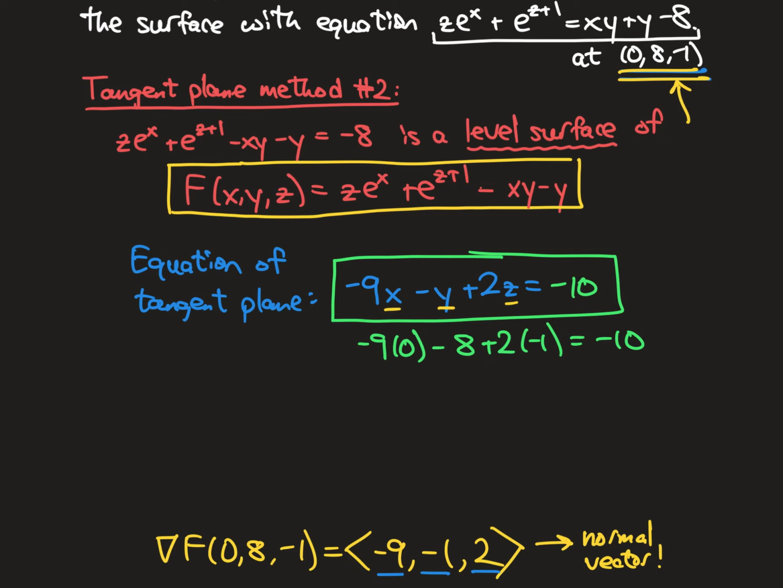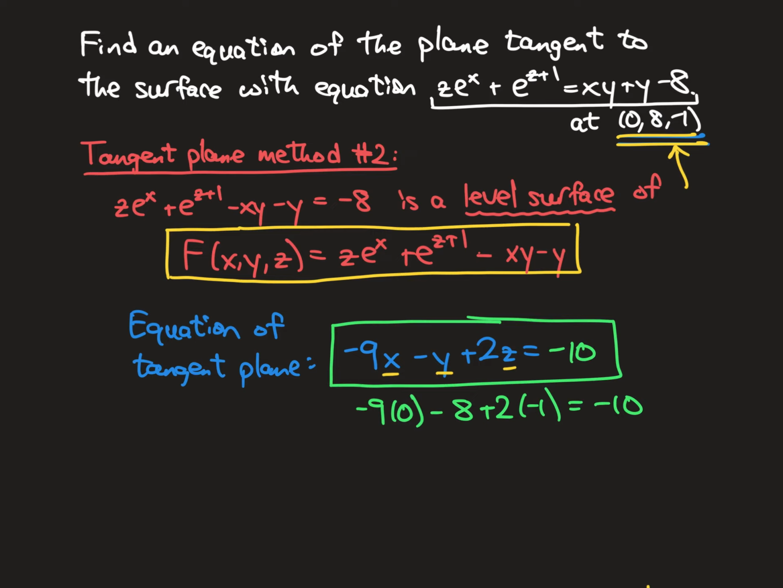So anyways, to wrap up, this is the equation of the plane that is tangent to the surface with this equation at the point (0, 8, -1). This was what we call tangent plane method number 2. Really quickly, we used that because it would have been very, very difficult to take this equation of the surface that we were given and solve for it in terms of z, which is an ingredient that we need to use tangent plane method number 1.